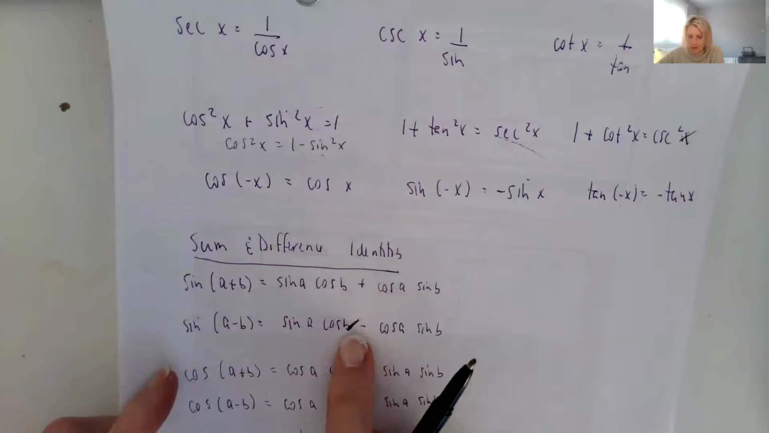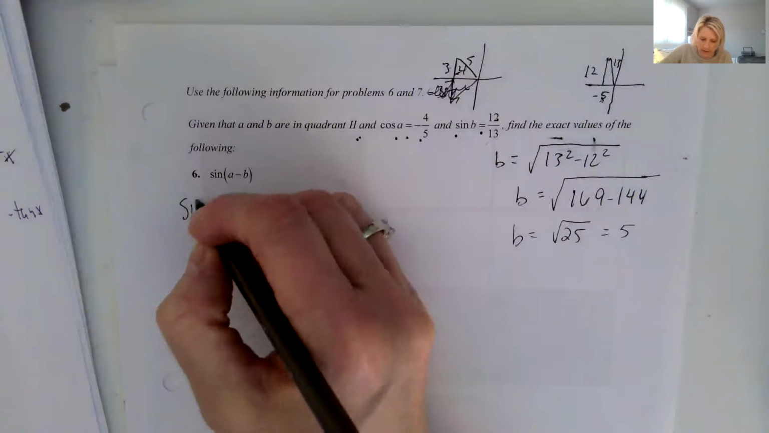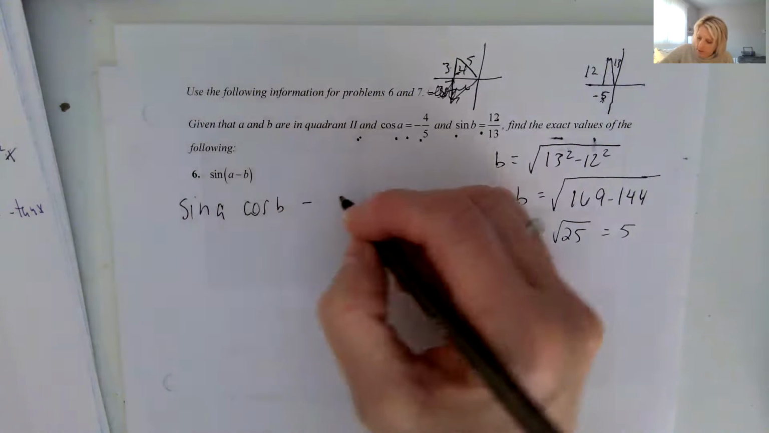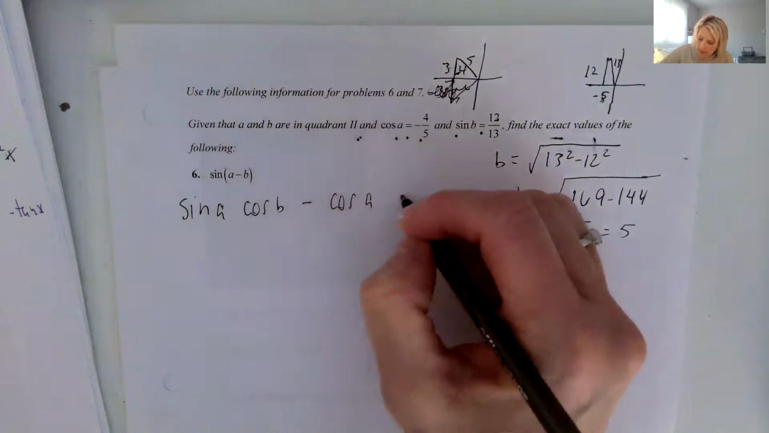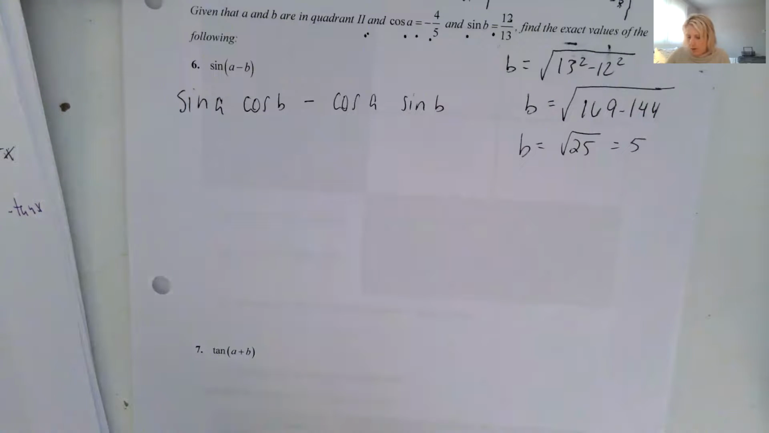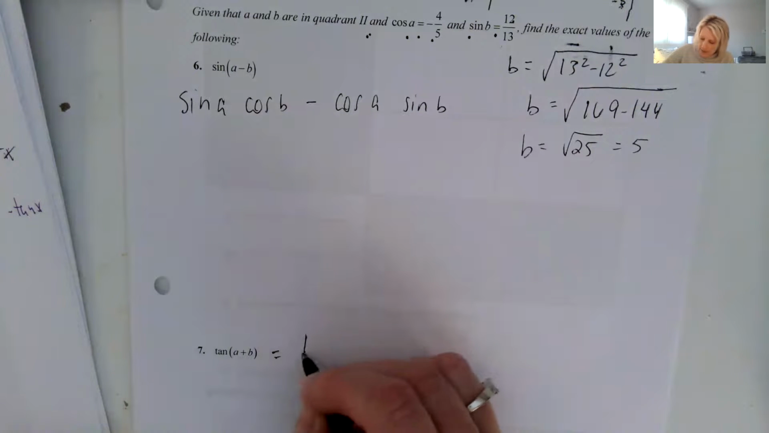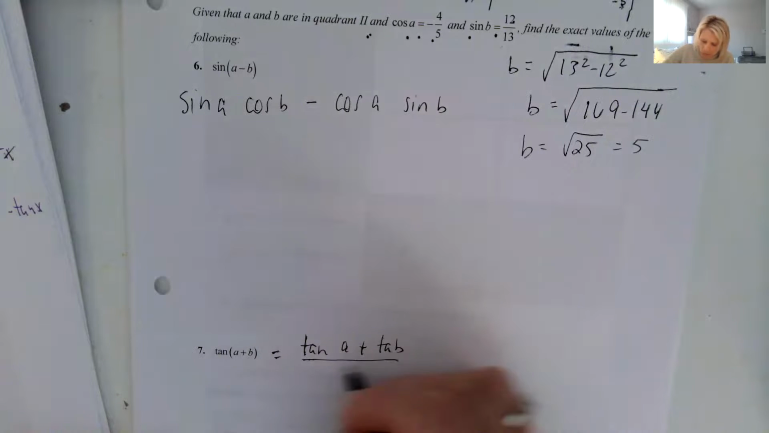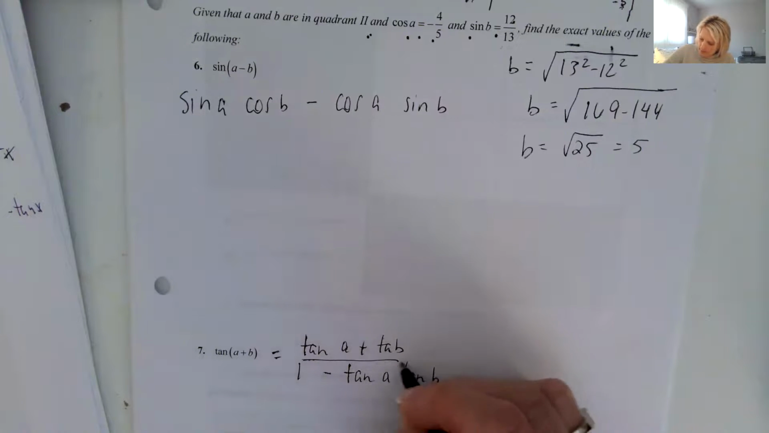Sine of A cosine B minus cosine A sine B. So let's write that. Sine of A cosine of B minus cosine of A and sine of B. And then let's just write the tangent formula while we're at it for number 7 while we have them here. So tangent of A plus B, we just said that as tangent A plus tangent B over 1 minus tangent A times tangent B.